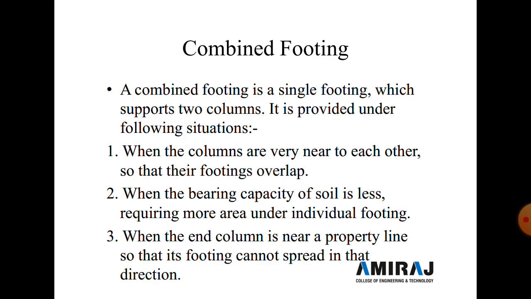Now next is a combined footing. A combined footing is a single footing which supports two columns. It is provided under the following situations. The first situation is when the columns are very near to each other, so the footings of each column overlap with each other. The second situation is when the bearing capacity of the soil is less and an individual footing is not sufficient. The third situation is when the end column is near a property line so that its footing cannot be spread in that direction.